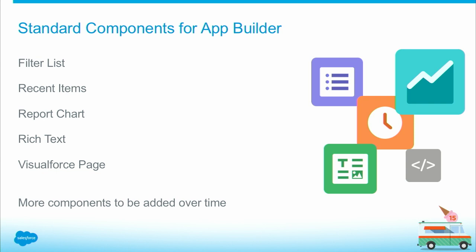Yeah. Similarly, a recent items component that you can tune in to just which objects you want to see recent records from. You've got some report charts that will allow you to leverage any of your shared report charts that you've already created. So you've got the ability to tap into analytics and bring that into your application. A rich text component allows you to very easily display some static information to your users. Okay. And then lastly, a Visualforce page component, which is a way to leverage any existing investment you may have made in Visualforce for mobile. You can bring those pages in as components in your application as well.